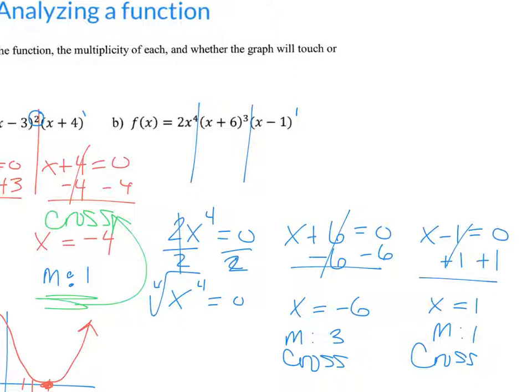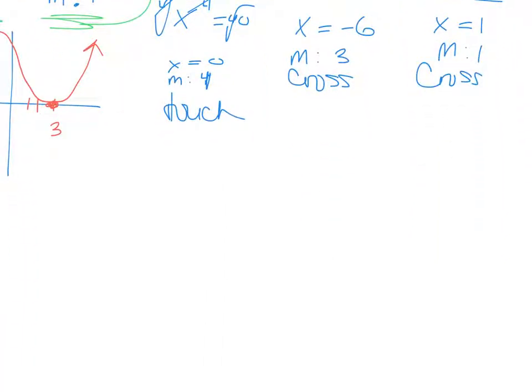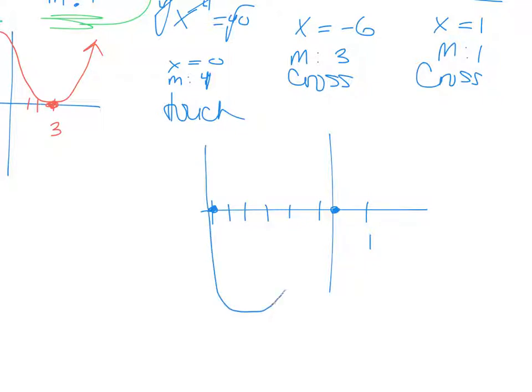Take the 4th root of either side. That's just going to get you x equals 0. But theoretically, there are 4 of these, so my multiplicity is 4. Alrighty, so that's an even multiplicity, so I will touch at 0. So if you graph this thing, what you would see is, at -6, it would cross. At 0, it would touch, and at 1, it would cross. So the graph that I got on my calculator was something along the lines of this.